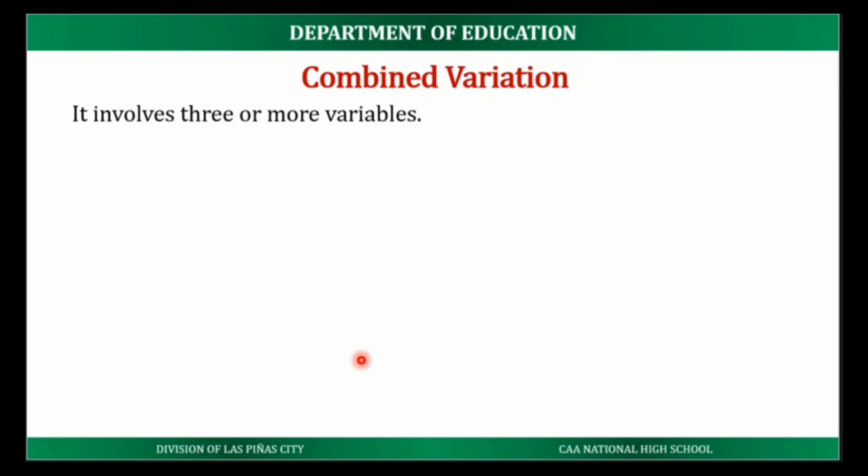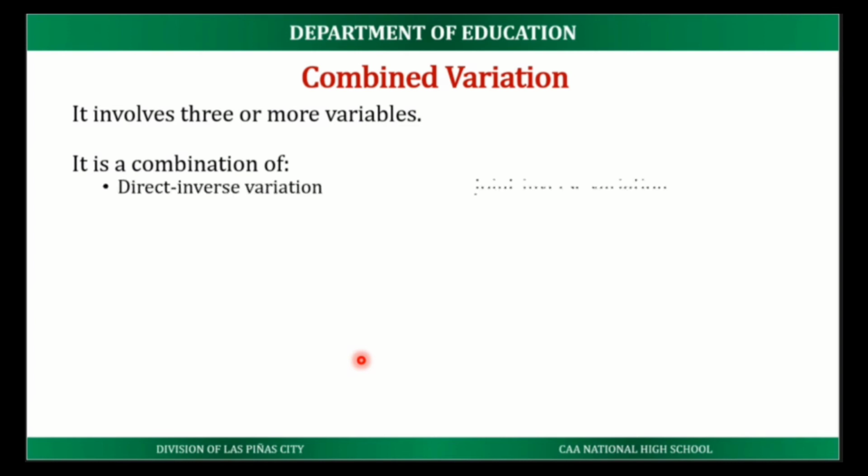Okay, now let's have the combined variation. So, combined variation, it involves 3 or more variables. So, pinag-combine lang tong variation na to. So, makakabasa kayo ng dalawang types ng variables doon. So, we have direct inverse and then joint inverse variation. Combination yon. So, example, sa direct inverse muna tayo. Para siyang pinagdugtong na dalawang variation.